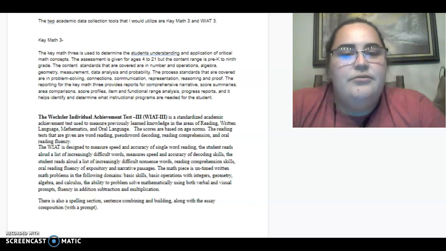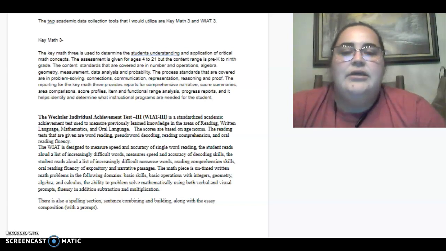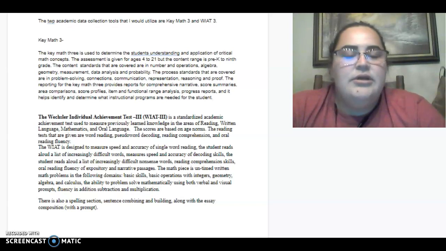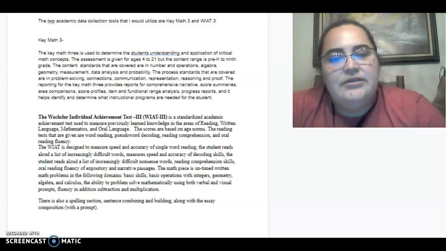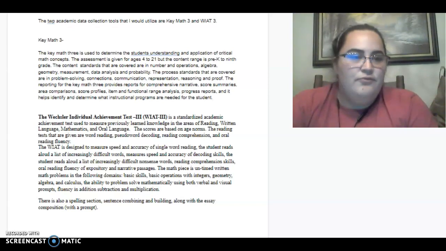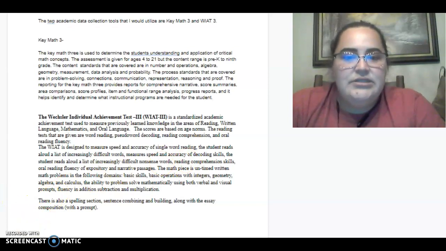The WIAT 3 is a standardized academic achievement test that we utilize for reading, written language, mathematics, and oral language. The scores are age-based, but we also use grade-based. The reading tests that are given are word reading, pseudo-decoding, reading comprehension, and oral fluency. The WIAT is designed to measure speed and accuracy of single word reading.